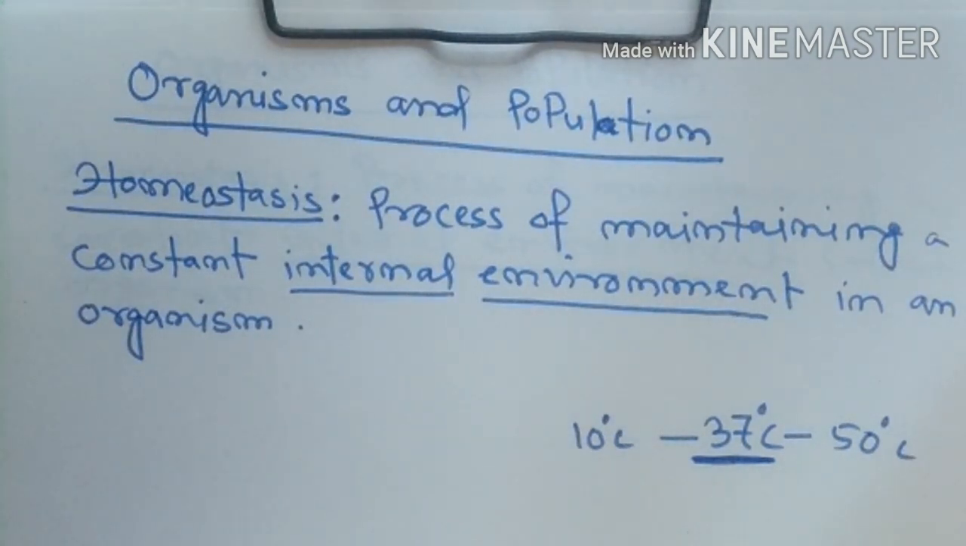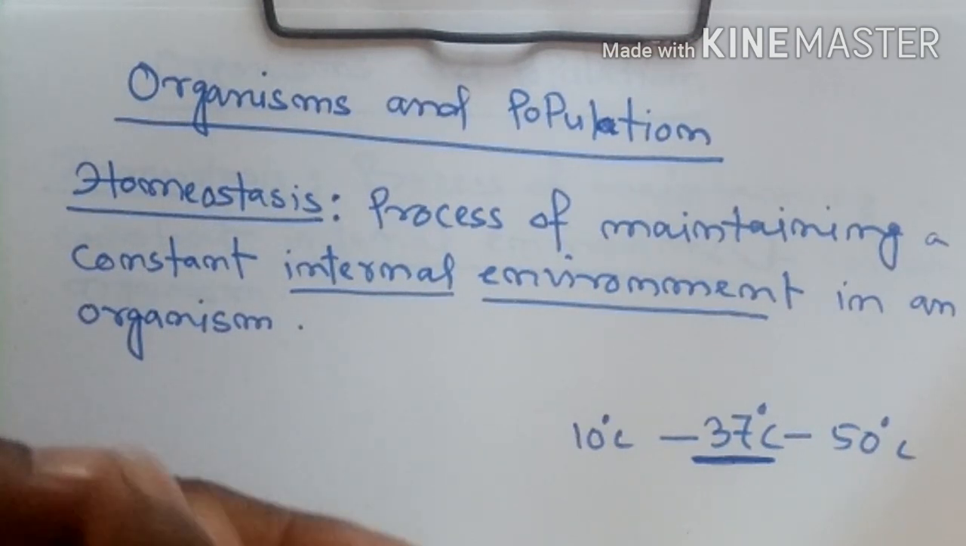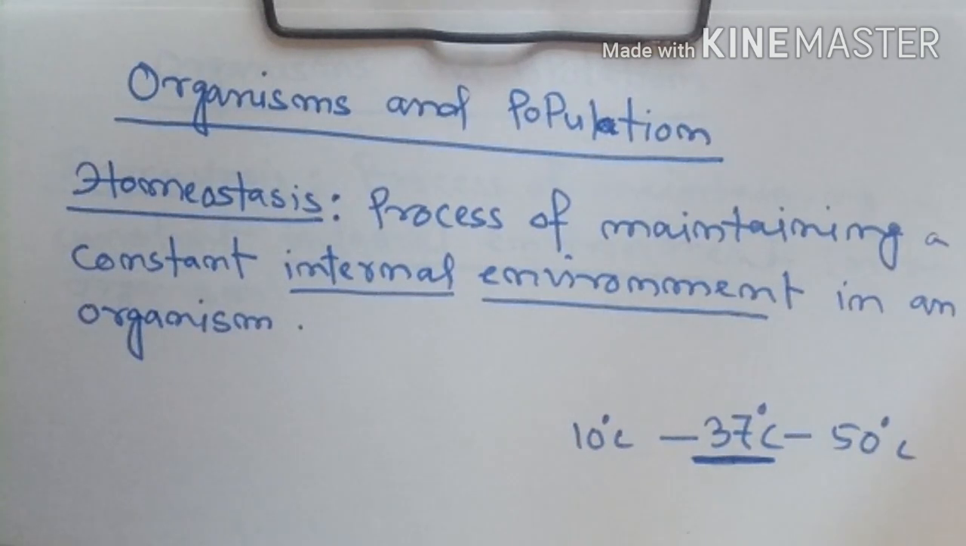Let us take another example. After eating sugar, the level of blood sugar increases. What happens during this time? An endocrine gland named pancreas releases a hormone named insulin. This insulin absorbs blood sugar, that means sugar from the blood. And due to this, the level of blood sugar becomes normal in range.